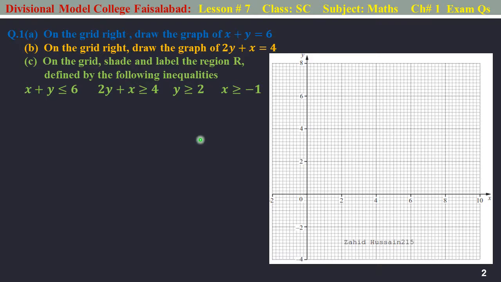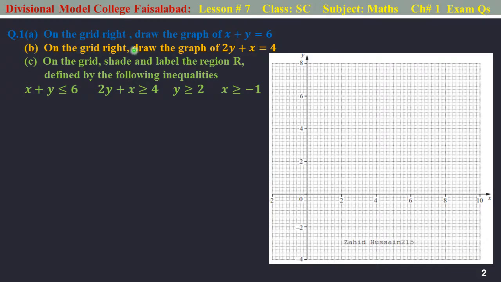In this question, in A part, you are asked to draw the graph of this line on this grid. This is x plus y is equal to 6. This is a linear equation. You are asked to draw the graph. This is what we have studied in the previous lessons.